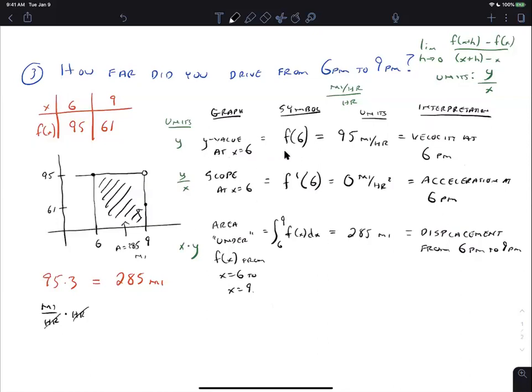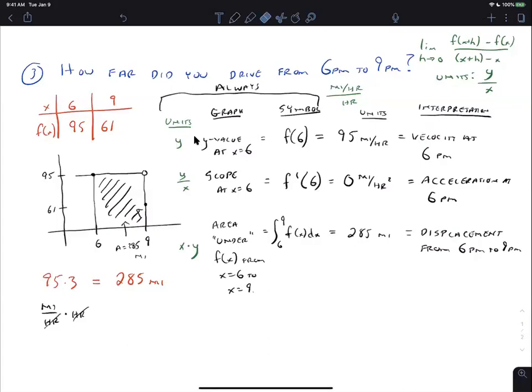The stuff on the left, these are always true. f of 6 is always the y value at 6. The units on that are always the units of y. f prime of 6 is always the slope at 6. The units are always the units of y divided by the units of x. The integral from 6 to 9 is always the area under f of x. Under's in quotes because it's a little more technical. It's net area, and you talked about that a little bit in Calc 1. But anyway, it's basically the area from 6 to 9. The units are always x times y. This stuff is always true.